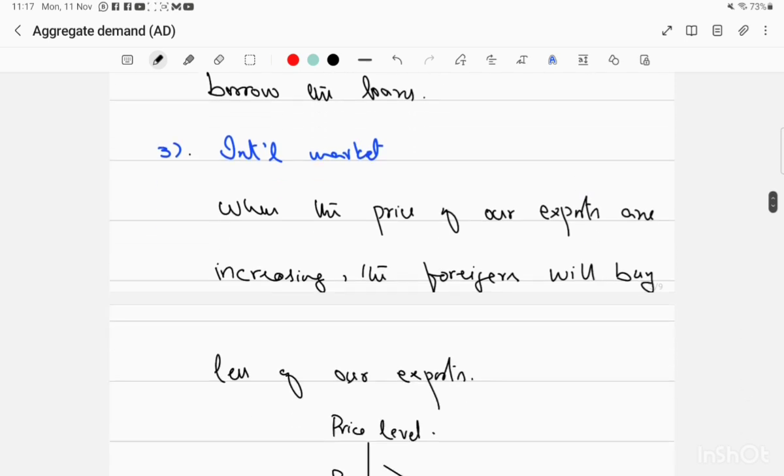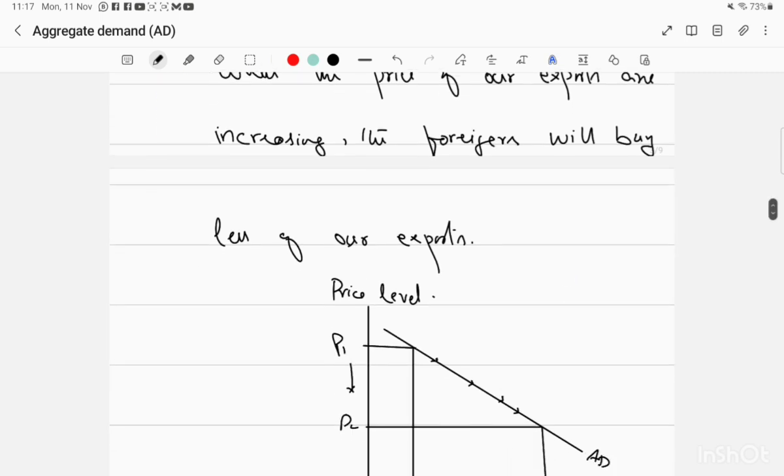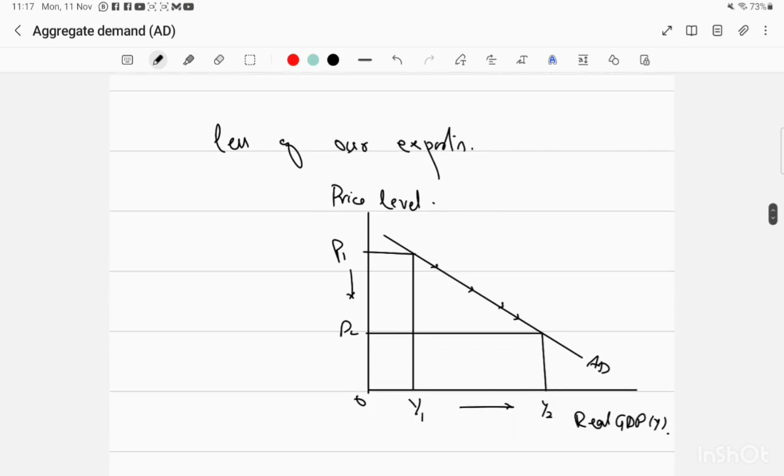So what is the international market effect or foreign sector effect? When the prices of our exports increase, foreigners will buy less of our exports.